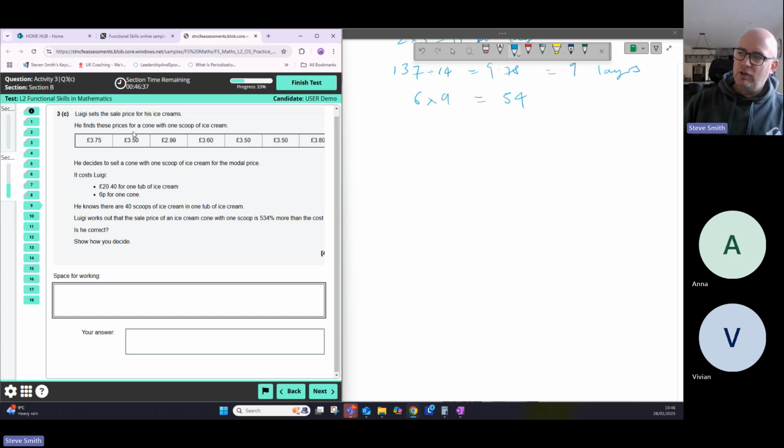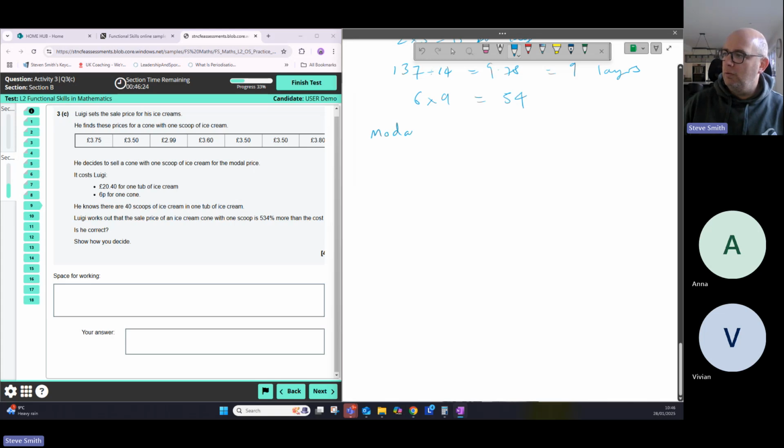So he finds these prices for a cone with 1 scoop of ice cream. Absolute extortion when you buy from the ice cream truck. He decides to sell a cone with 1 scoop for the modal price. So modal to start with, modal equals most common.